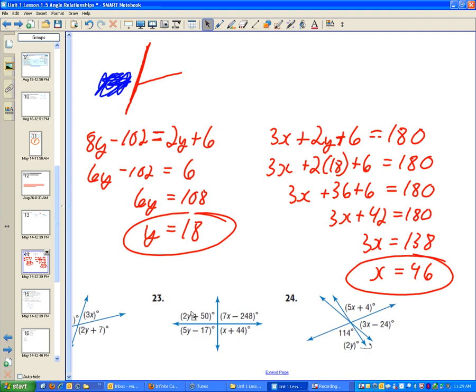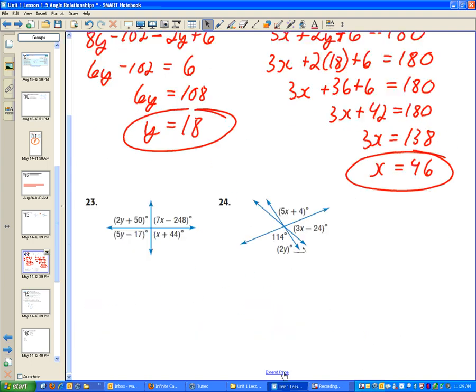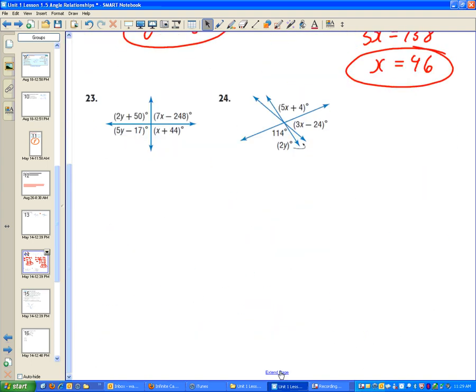Let's take a look at 23. So, again, I would much prefer to have one equation with one variable. So find all the equations that have an x in them. Those two, right? So I need to try to make an equation with those. Or at least not without one of the y's in there.